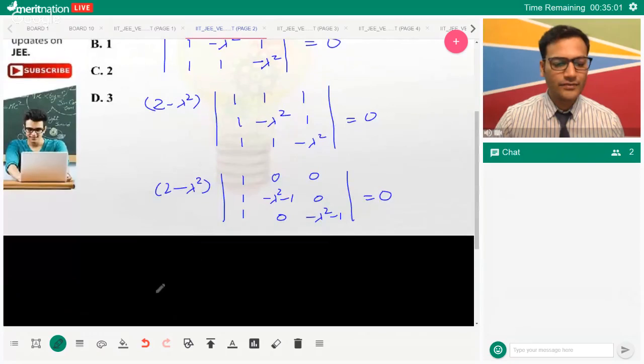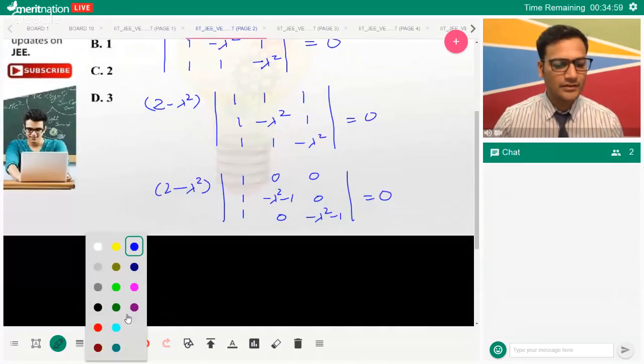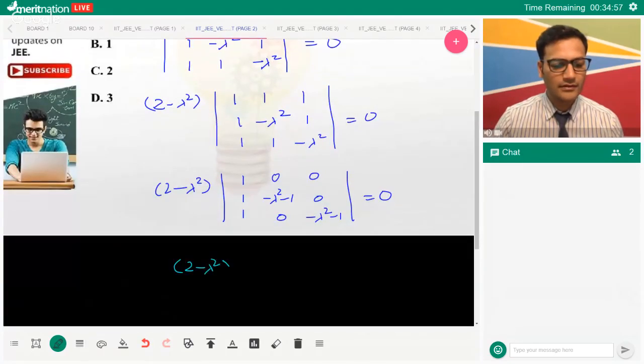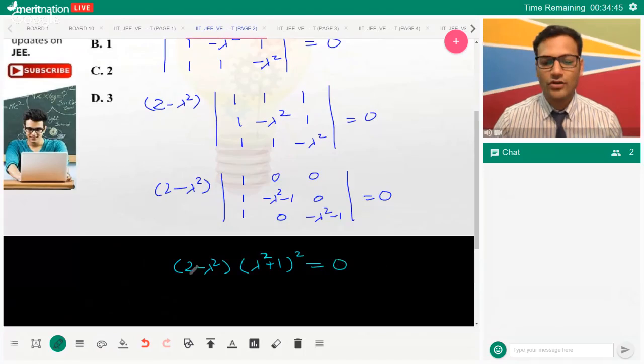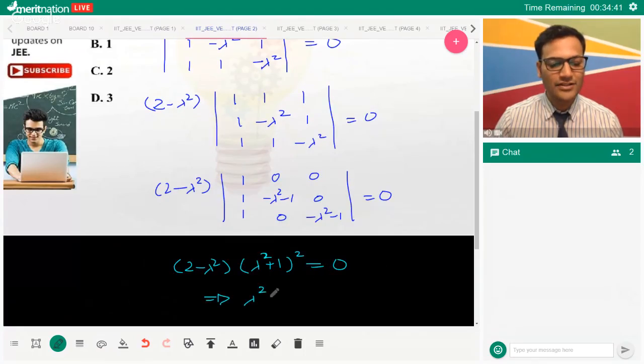Right? And then you will be able to find out the simple format. So negative of negative will get positive. Primarily, lambda square plus 1 whole squared is equal to 0. We can see that this is equal to 0. This can happen only when lambda square is equal to 2.